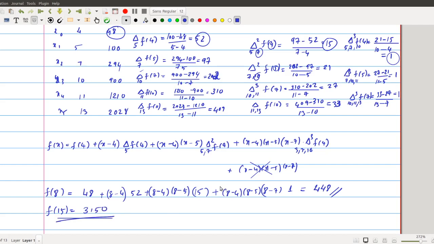With this example we can conclude section 22.9. In the next class we will discuss section 22.10, that is numerical differentiation.